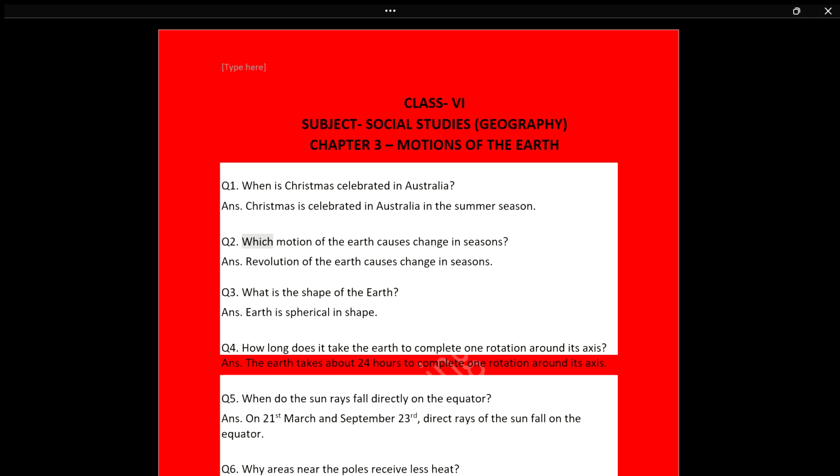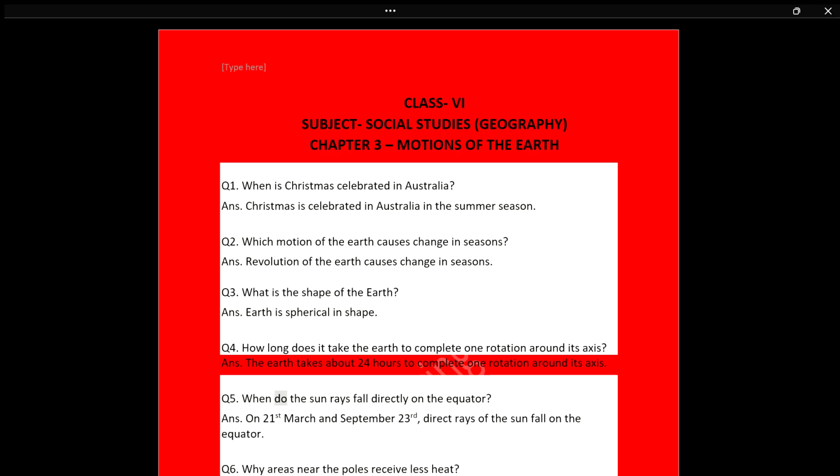Q2. Which motion of the Earth causes change in seasons? Ans. Revolution of the Earth causes change in seasons. Q3. What is the shape of the Earth? Ans. Earth is spherical in shape. Q4. How long does it take the Earth to complete one rotation around its axis? Ans. The Earth takes about 24 hours to complete one rotation around its axis.